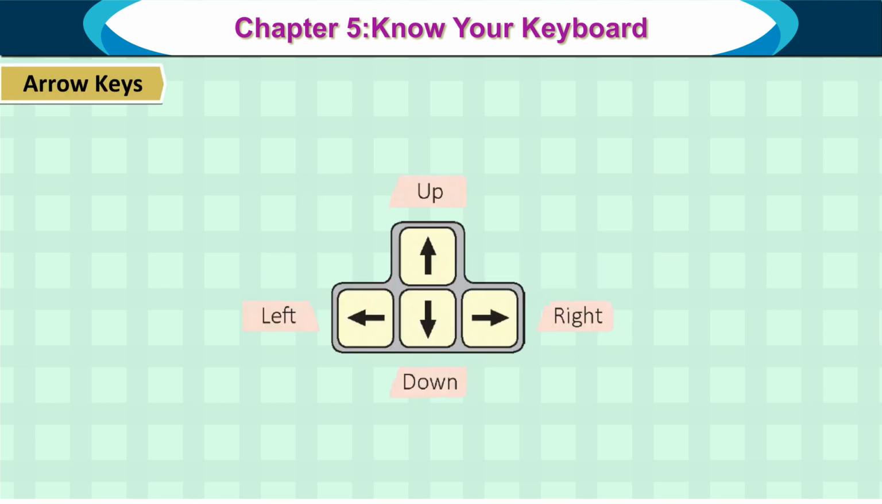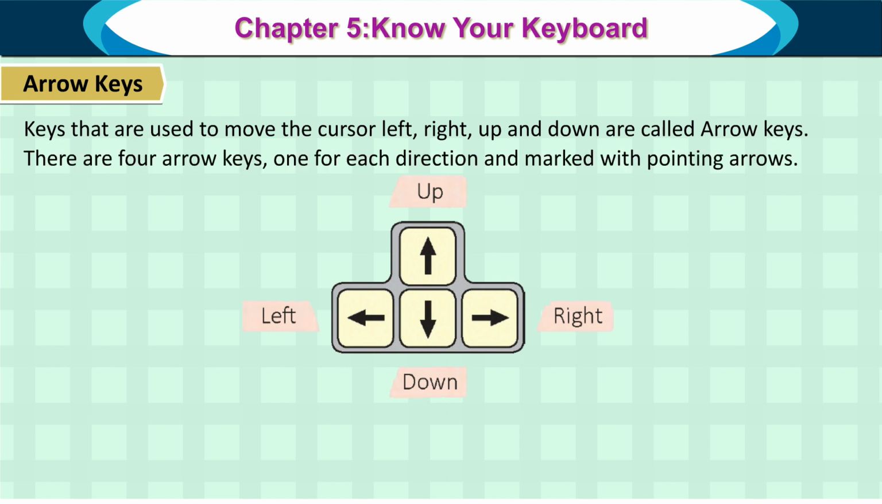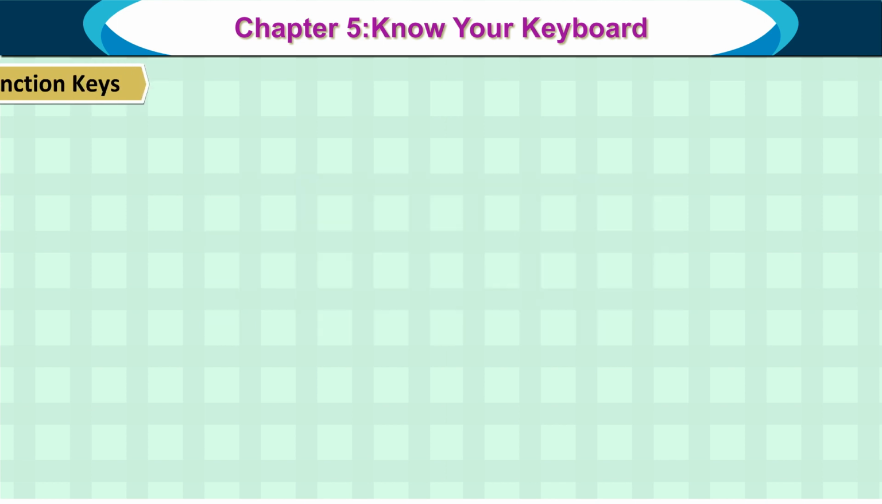Arrow keys. Keys that are used to move the cursor left, right, up and down are called arrow keys. There are 4 arrow keys, one for each direction, and marked with pointing arrows. Cool fact, arrow keys are also known as cursor control keys.